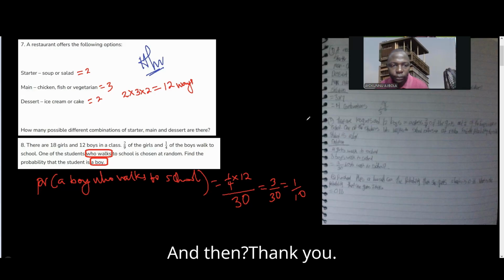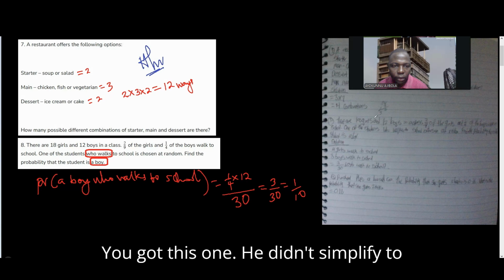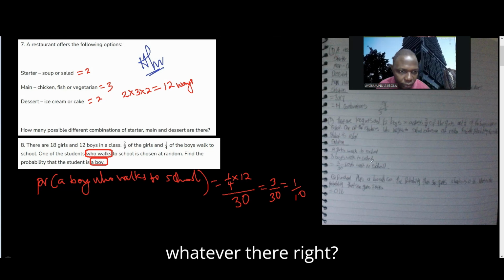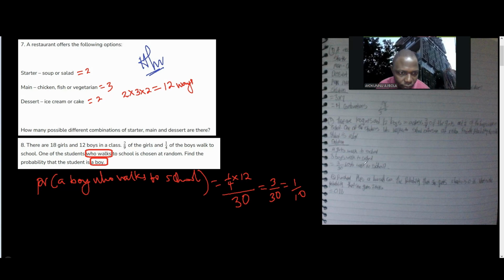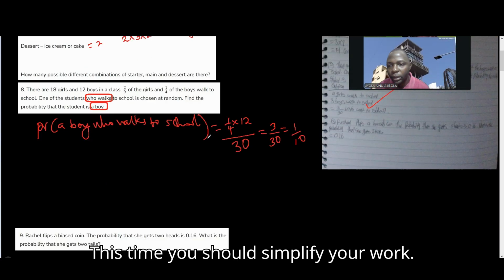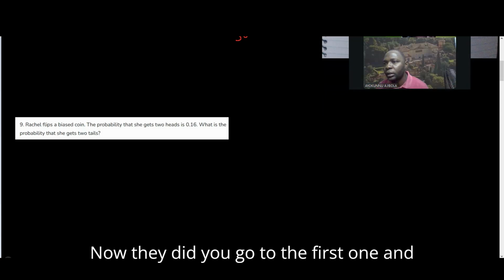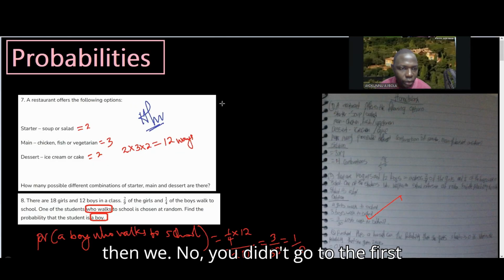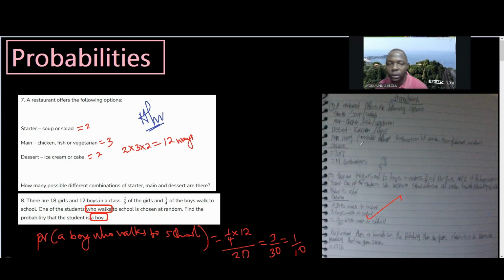And then I think you got this, but you didn't simplify it to 1 over 10, right? This time you should simplify your work. Now, did you get the first one anyway? No, you didn't get the first one.